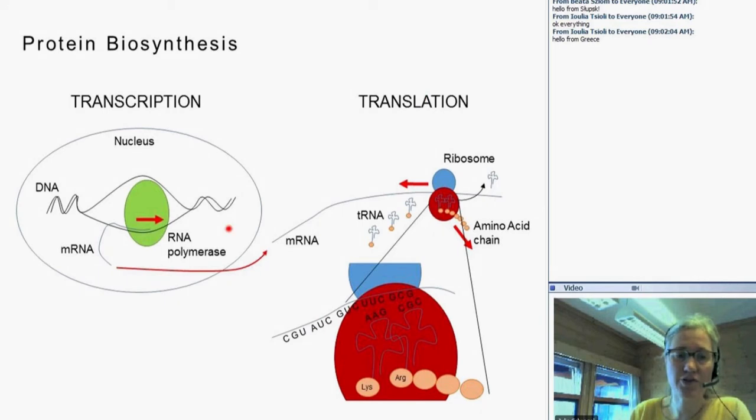So first the messenger RNA comes out of the nucleus, and this messenger RNA is basically the blueprint that is translated from a string of letters into a string of amino acids that form the proteins of our bodies.